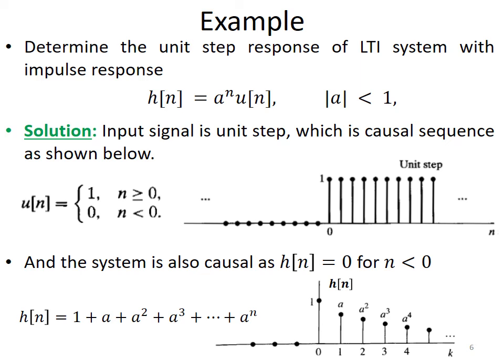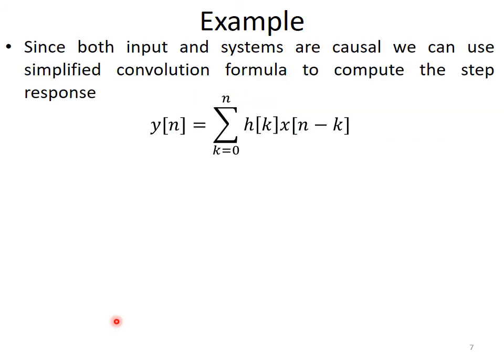This is actually the same example that we solved in the last lecture, right, using the general equation of convolution sum. Now we are using the special case, and obviously the answer would be the same, but the method of solving differs. Since both input and the system are causal, we can use the simplified convolution formula that we drew a few slides back.